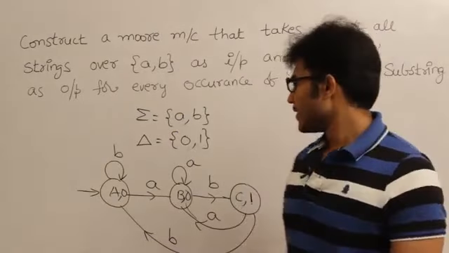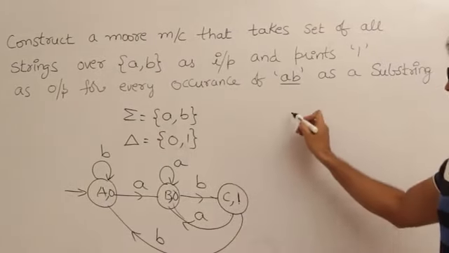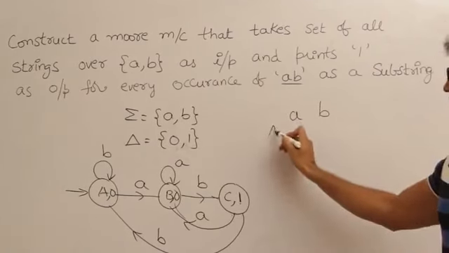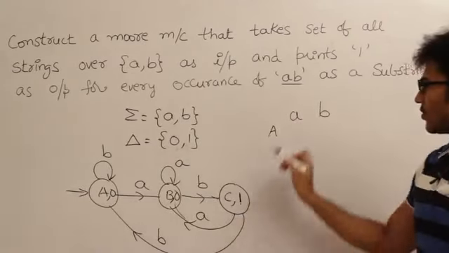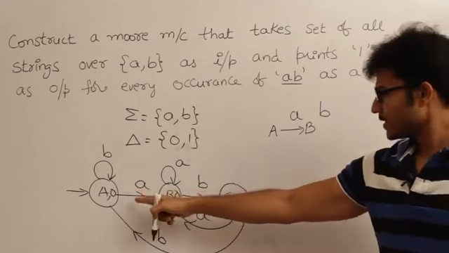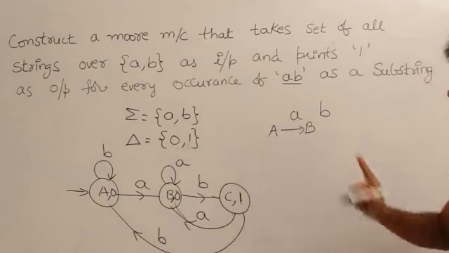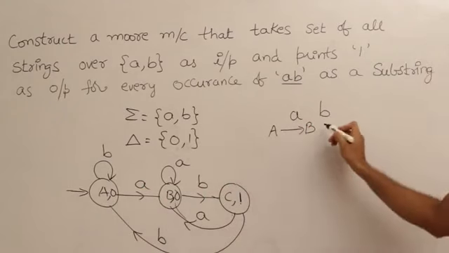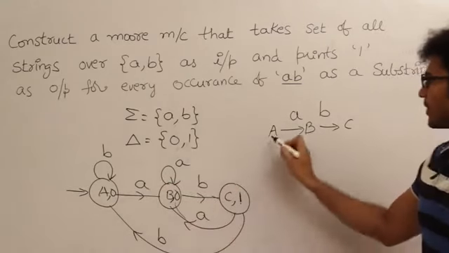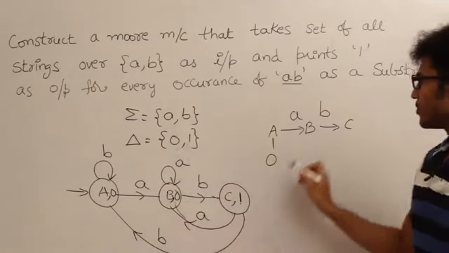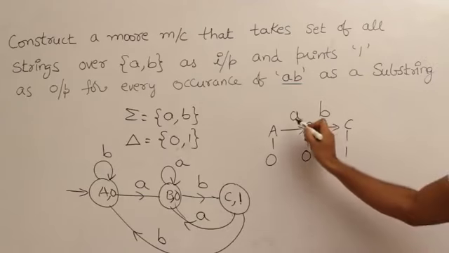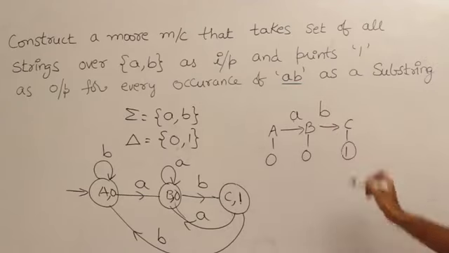Let us say the input is small a, small b. If I am in state capital A, if I see a small a, I'll go to state capital B. If I am in state capital B, if I see a small b, I'll go to state capital C. Now capital A is going to print 0, capital B is going to print 0, and capital C is going to print 1. Therefore, on seeing AB, I am able to print 1.